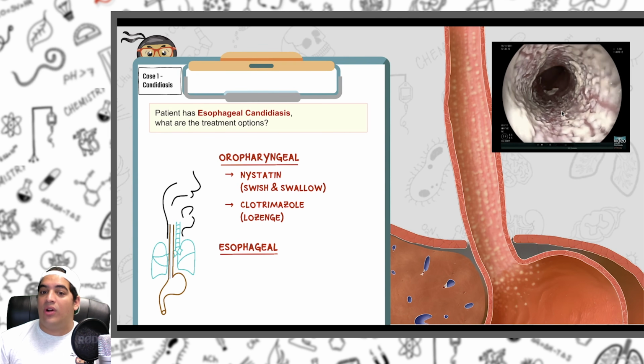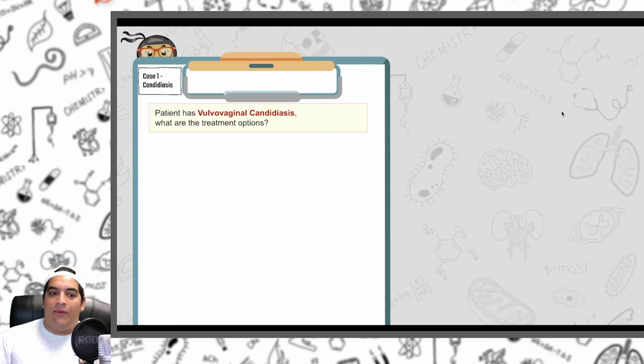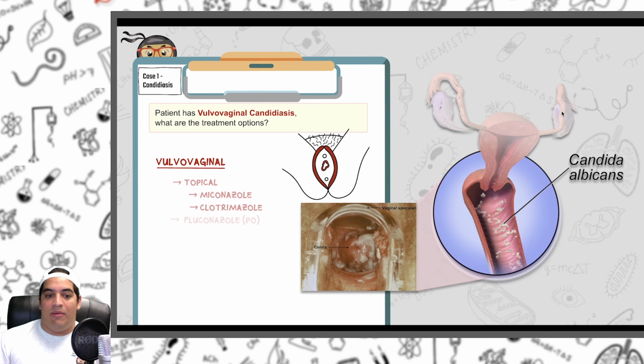This is oral fluconazole or itraconazole. Beautiful. All right, you have a patient who has vulvovaginal candidiasis. What are the treatment options for this one? Well, first one we can consider is the topical azoles, the imidazoles, so topical miconazole, topical clotrimazole, and if that doesn't work, PO fluconazole, and if that doesn't work, flucytosine. You guys remember this, right?